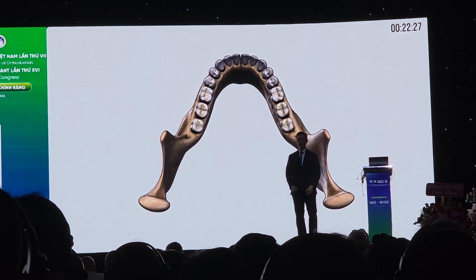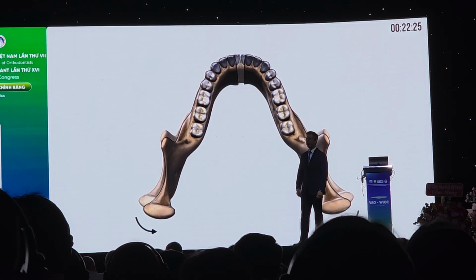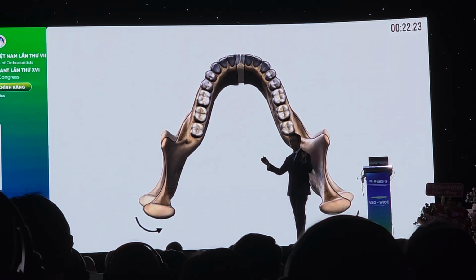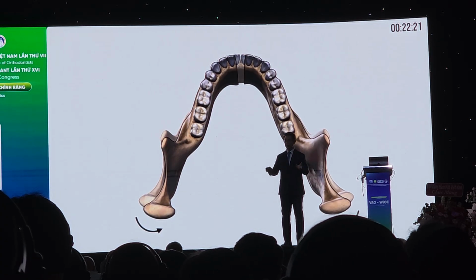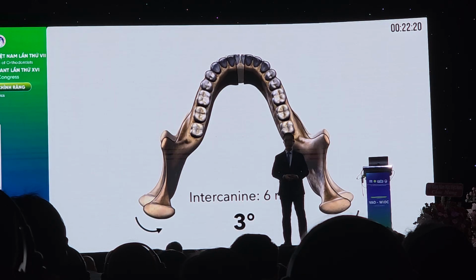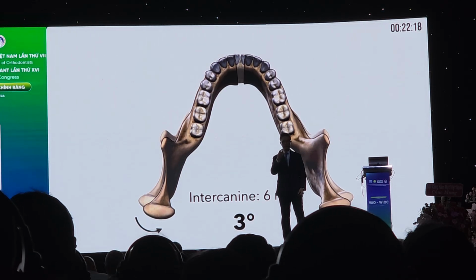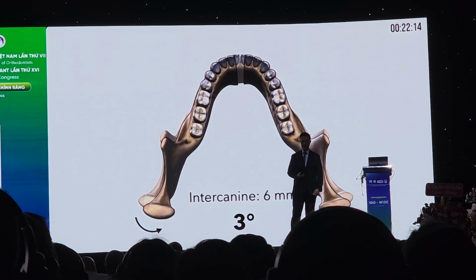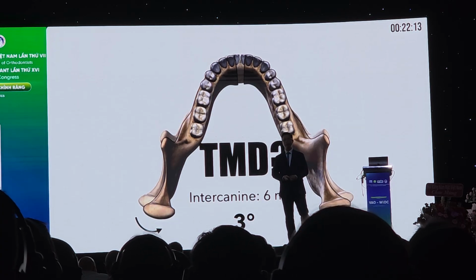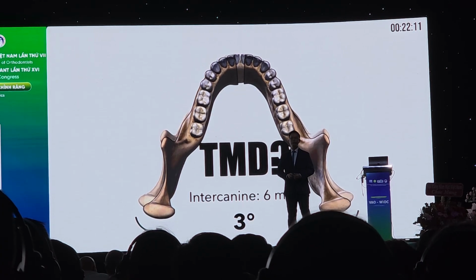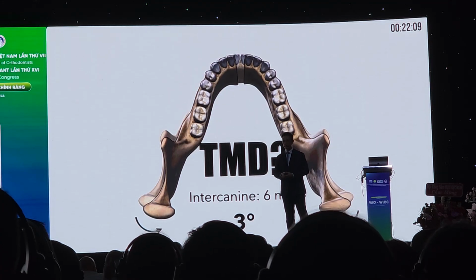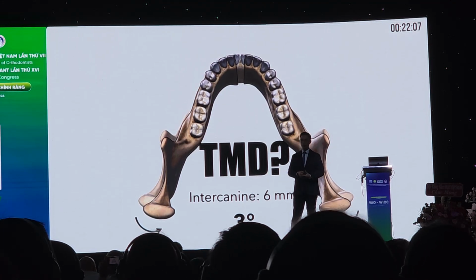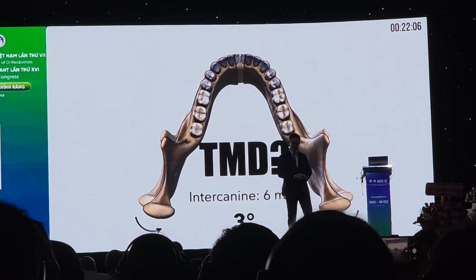But one of the concerns is when you separate and expand, the TMJ condyle is going to rotate distally, medially. So if you expand the intercanine by 6 millimeters, the condyle will rotate about 3 degrees. And that can cause a TMJ issue. So you have to screen the TMJ symptoms before you plan for these types of surgery.